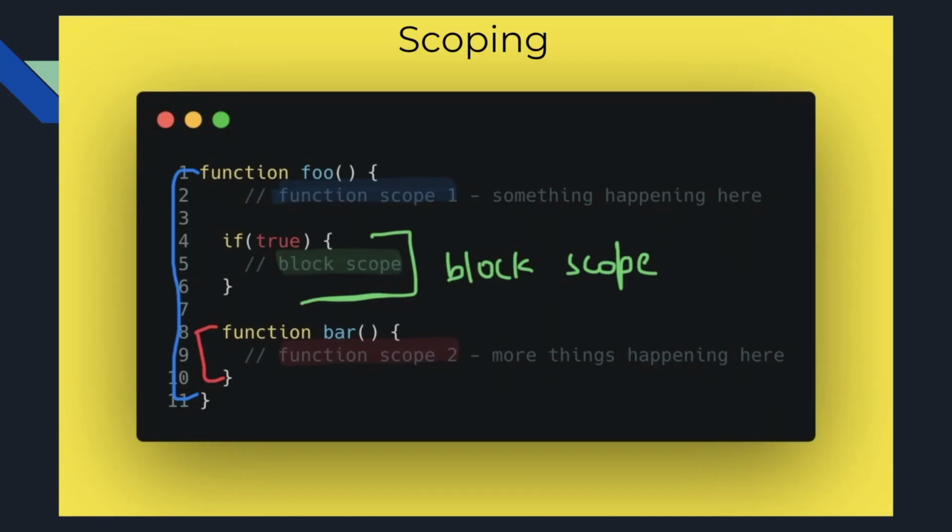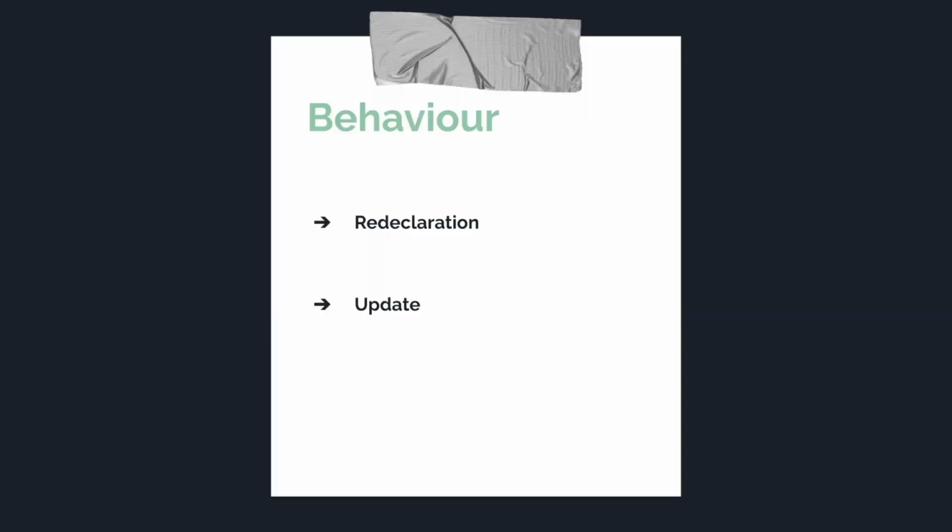So scoping. Scope is mainly of two types in JavaScript, function scope and block scope. So in this example, there are two function scopes created by function foo and function bar, and there is one block scope created by an if statement. Function scope is created within the function and the block scope is within the curly braces. So here the if statement is creating a block scope, and that block scope is limited within the set of these two curly braces.